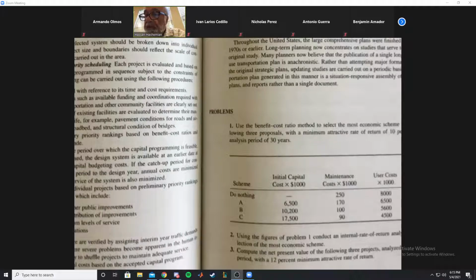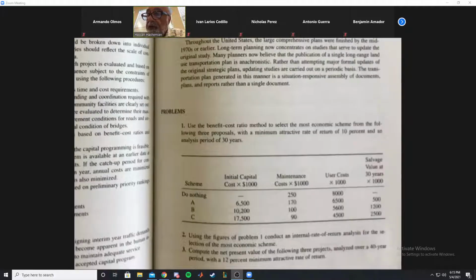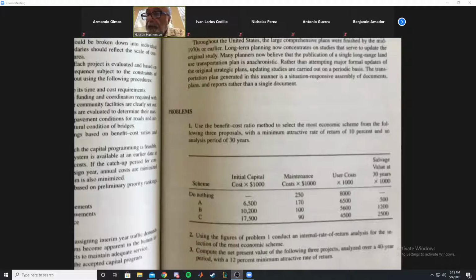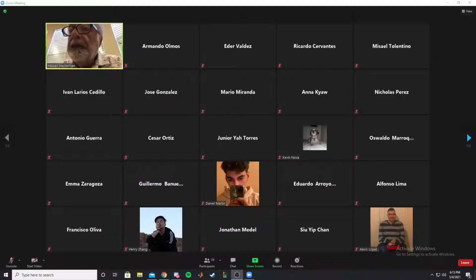Compute the net present value of the following 3 projects, analyzing over 40 years with a 12% minimum attractive rate of return. The problem is on the next page, so I have to go to the next page, but the problem is here. That's what you read, problem number 3, at the end of your chapter 10. So let's go over that problem.